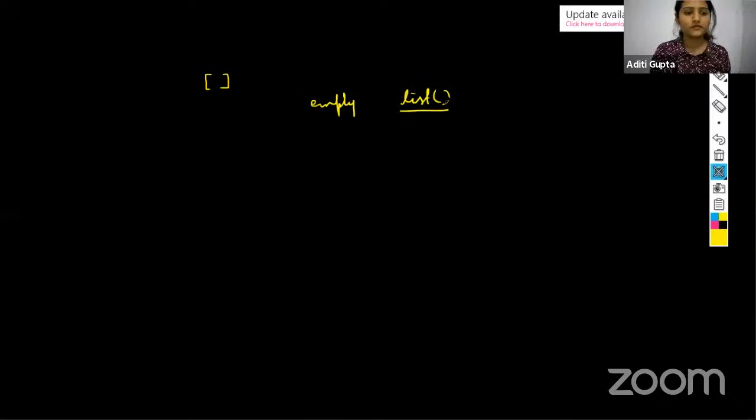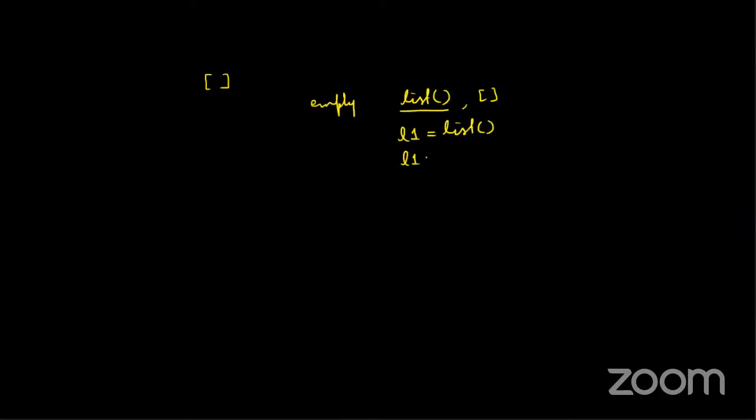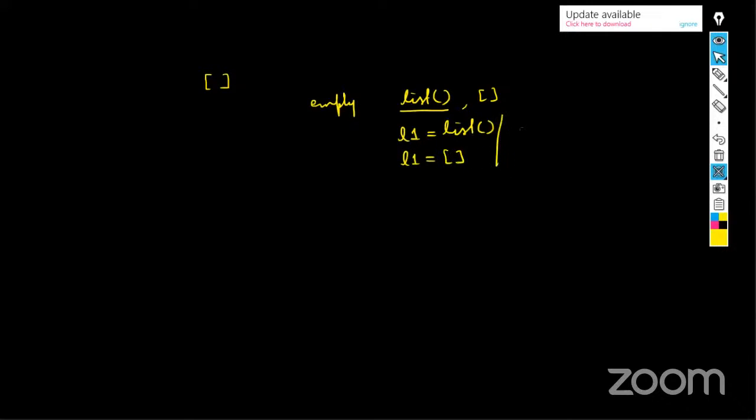In that we discussed how to create a list. The list is printed in Python by this square bracket. If you want to create an empty list, I explained you can either use this list function as it is, or leave the brackets empty. For example, if you write L1 is equal to list(), this is going to create an empty list, or if you write L1 is equal to [], both are going to create an empty list.